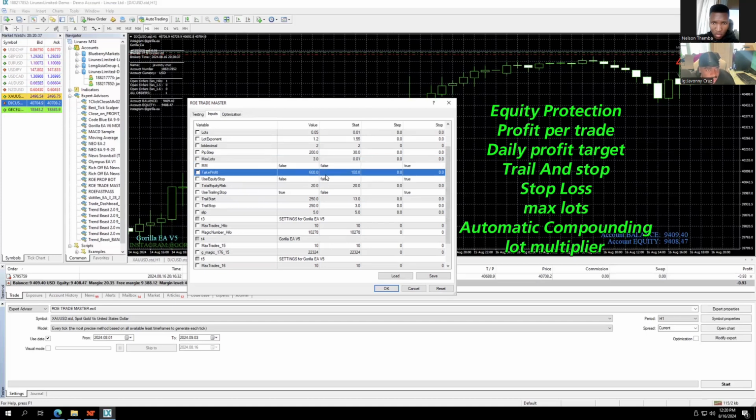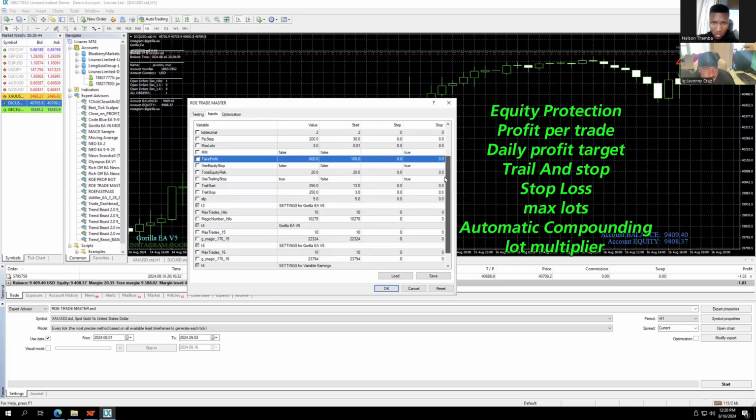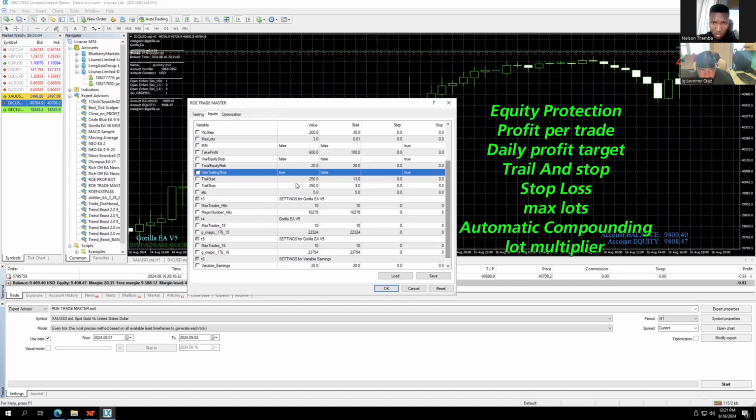Take profit is in pips. Use equity stop setting. And now this is the trailing stop. So I think once it hits 200 or 250 pips in profit or whatever, then it will start to trail in 250 pips. Every 250 pips it'll trail.